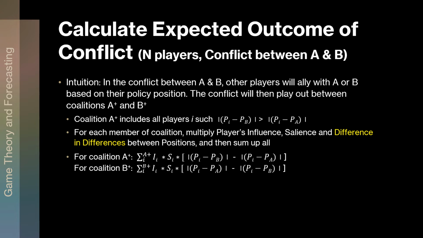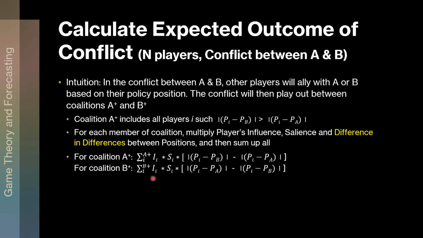Let's take a look at what that looks like. All right, well, maybe it is getting crazy. For each coalition A plus, the math here is we're going to sum up for each I in coalition A plus, which you've already calculated, figured out who's on what side by figuring who's closer to who. For each player in the coalition, you multiply that player I's influence times salience times the absolute value of the position of I minus the position of B, which is the difference between I and B, which we know is bigger because I is in A's coalition, minus the absolute value of the position of I minus the position of A, the difference between I and A. And basically this is the stakes. This is how much this player I benefits from getting A's position versus B's. That's all we're saying here.